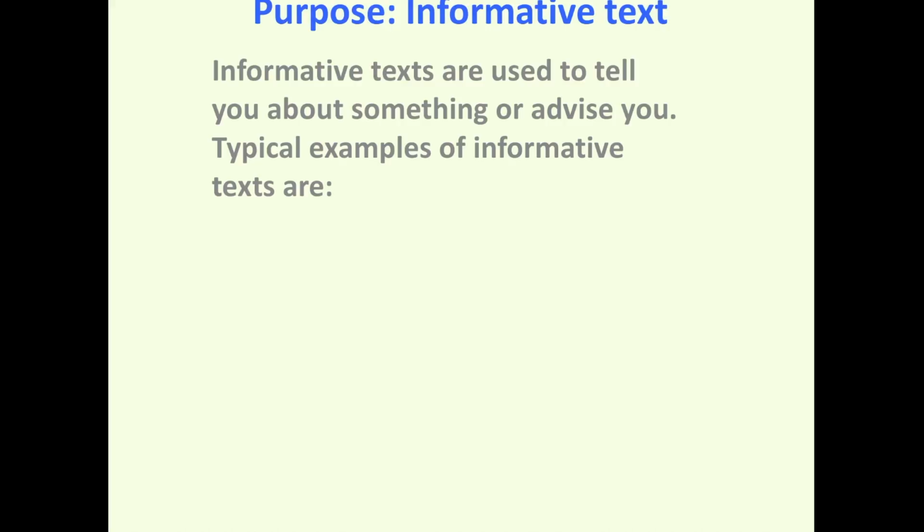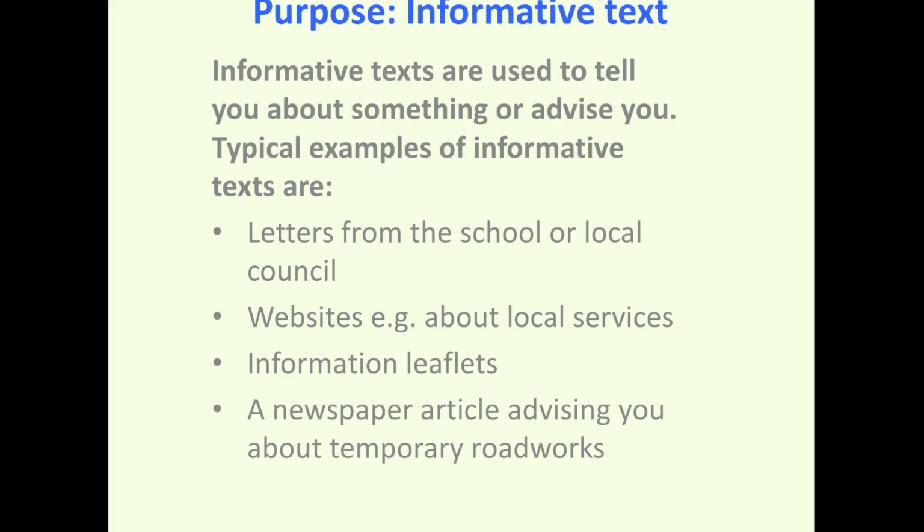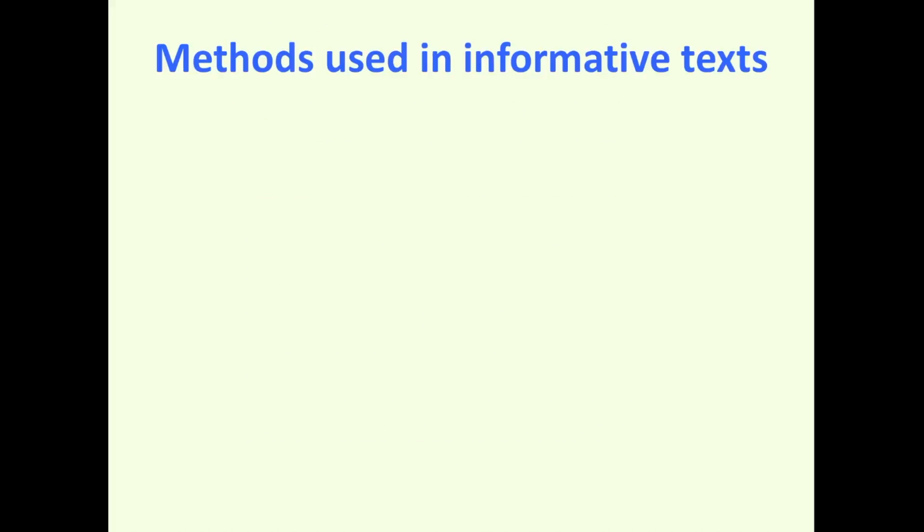Some typical examples are letters from the school or local council, websites, e.g. about local services, information leaflets, maybe a newspaper article advising you about temporary roadworks or changes to your water supply. Like the others, informative texts use specific methods, and these clues can help you to understand their message.